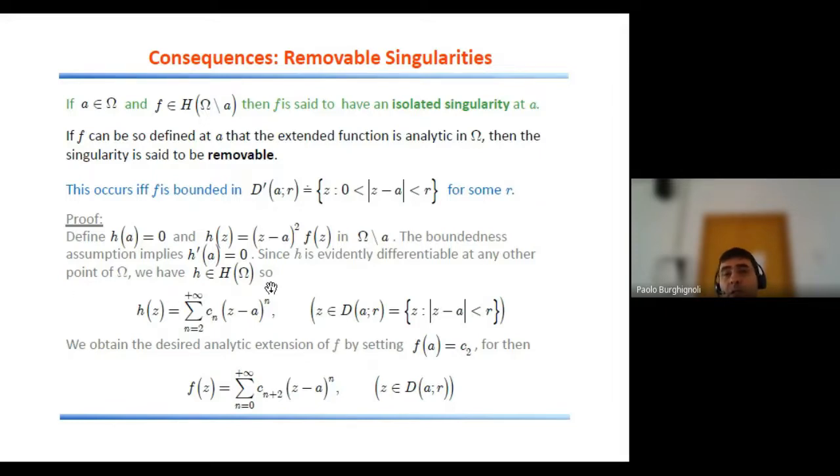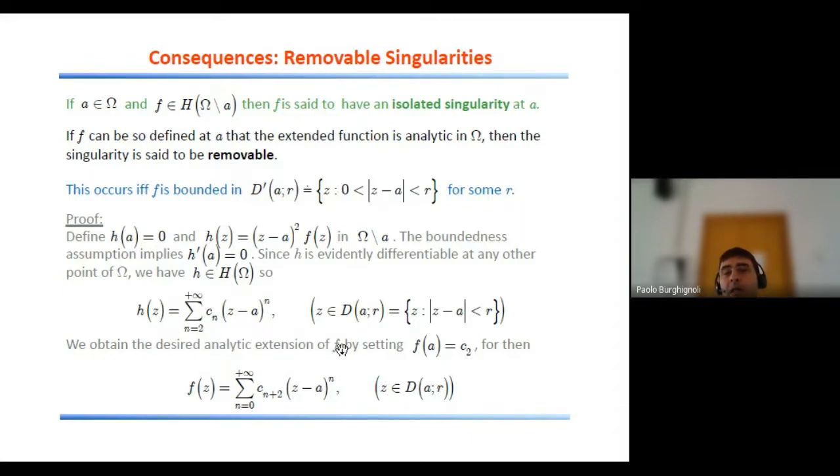Now, since h is differentiable in the entire region omega, it is analytic in omega, so it admits a power series representation, which is this one, in which you have the coefficients Cn, and n now goes from 2 to infinity, because the first two coefficients must be equal to 0, because by construction, the function h has a zero of order 2 at least, because of its definition. Okay, so we do not need the first two coefficients in this power series.